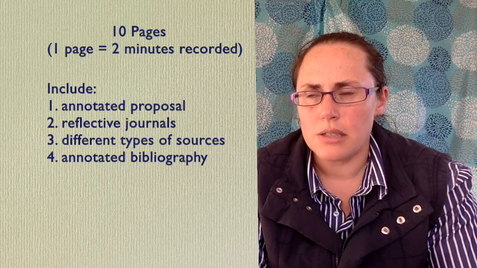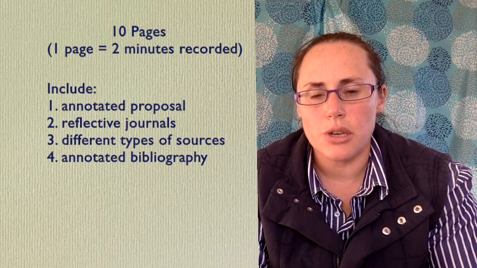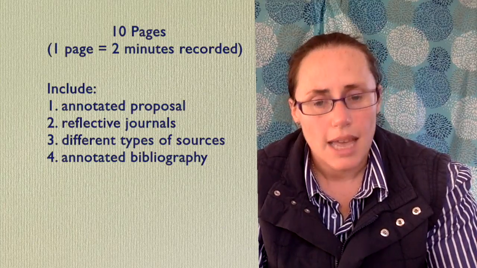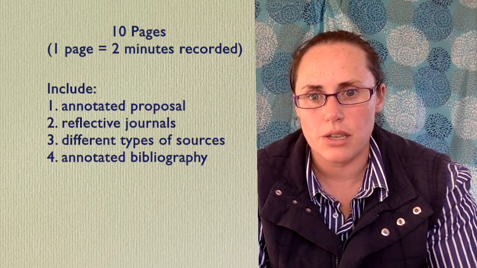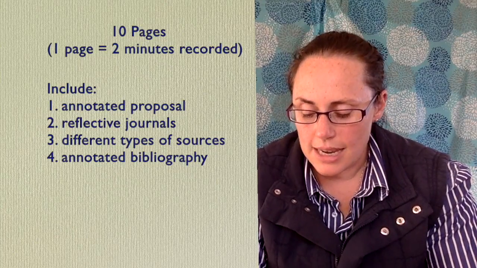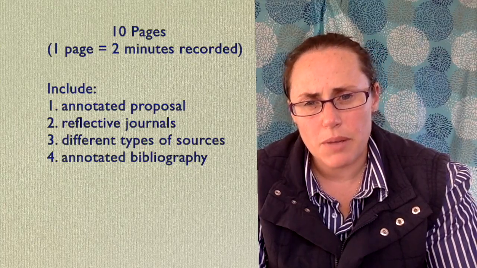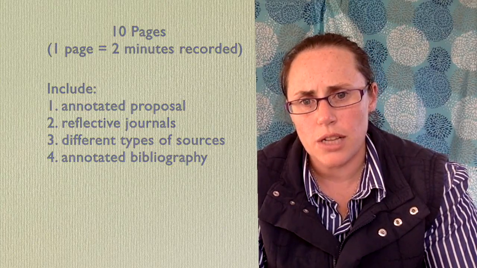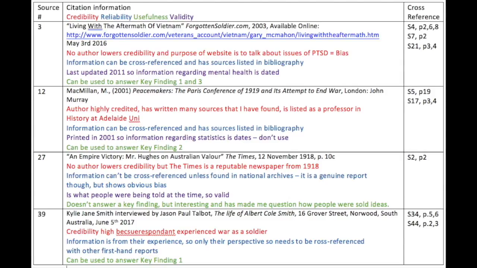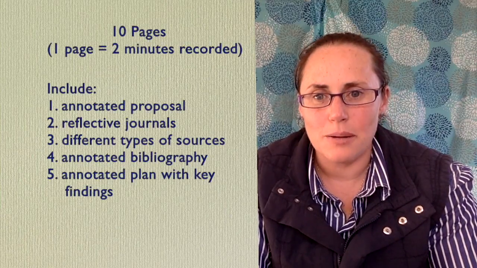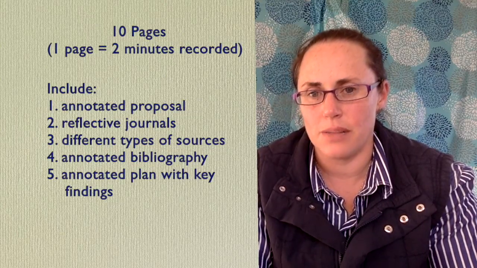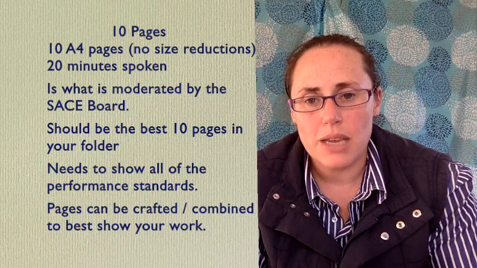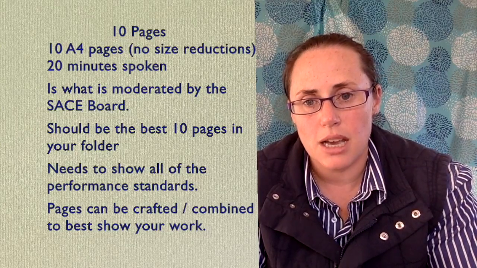Number 3, the next thing that I would suggest is that you put in a series of different types of sources: emails, websites, and song lyrics. If they're the 3 things that you're researching with, put those in. The next one would be an annotated bibliography. Remember, this is what an annotated bibliography should look like. All right, and also an annotated plan, which actually talks about the key findings that you're looking for, searching for, and developing over time. Your 10 pages should be your absolute best 10 pages out of your folder.